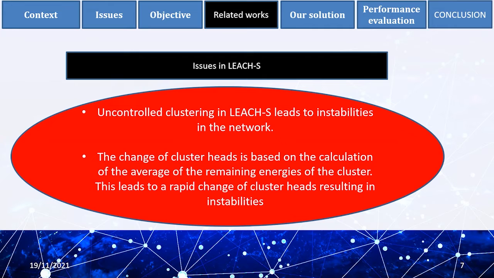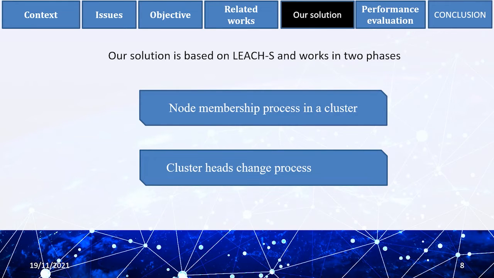Uncontrolled clustering in LEACH-S leads to instability in the network, and the change of cluster head is based on the calculation of the average of the remaining energies of the cluster. This leads to a rapid change of cluster head, resulting in instabilities. To resolve this issue in LEACH-S, we propose a new approach.